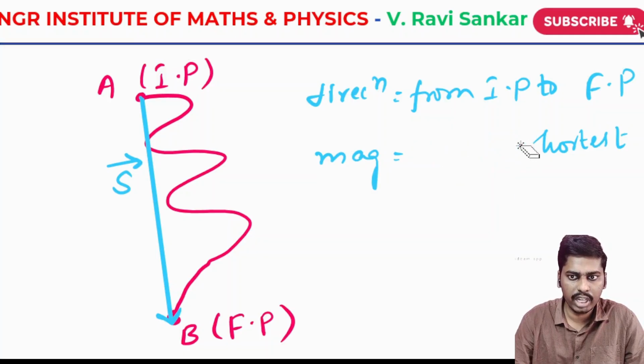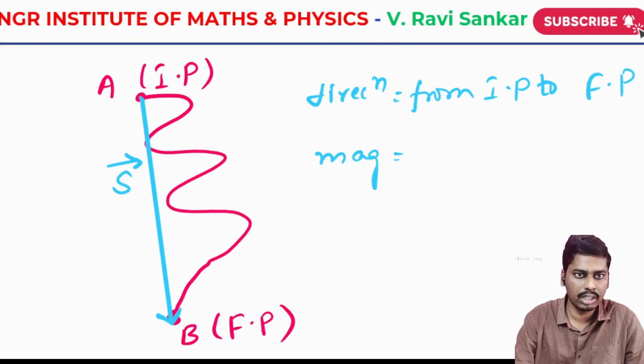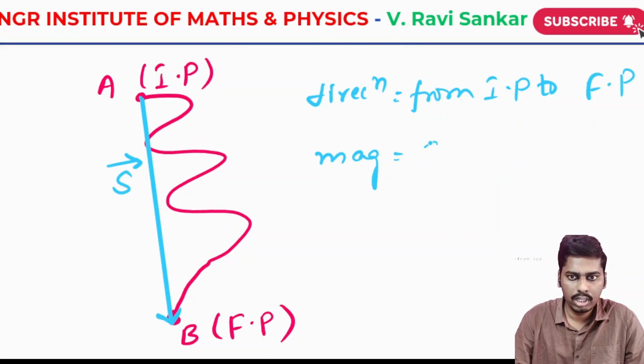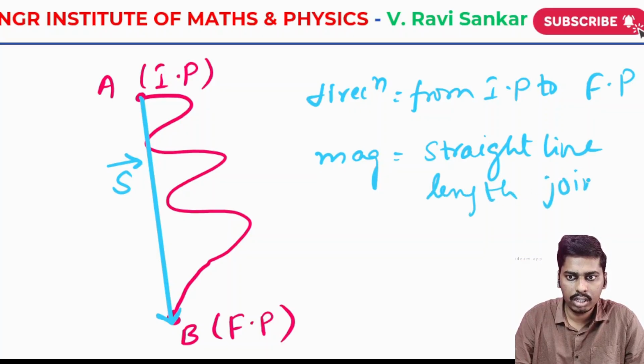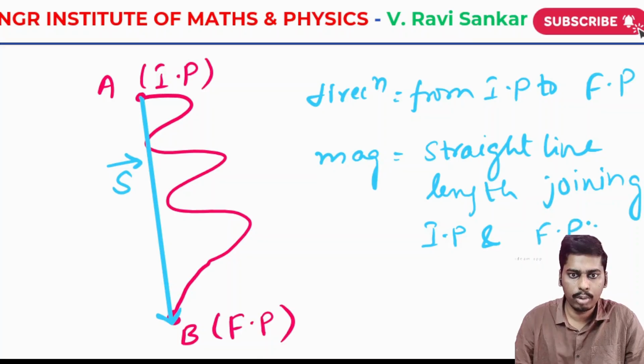Sorry, let me erase this and write. It's a straight line length. It will be more accurate. It's a straight line length joining the initial point and final point. Okay, that is the displacement vector.